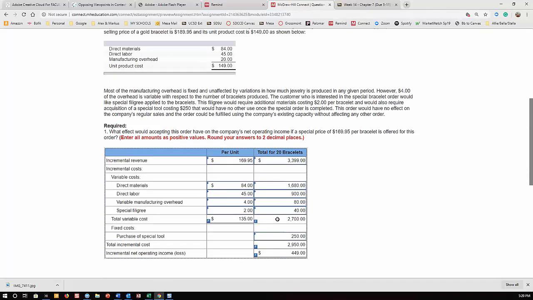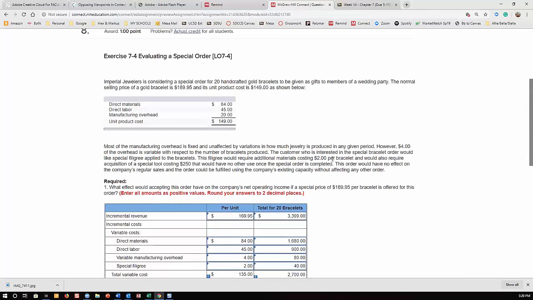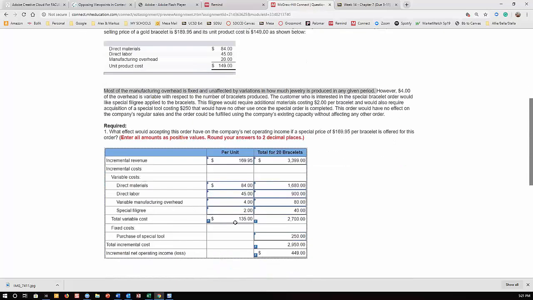Did we not use the $20 in manufacturing overhead on the table? Instead, we just use the $4 of the overhead because it's variable? Yeah, because most of the manufacturing overhead is fixed and unaffected by how much jewelry is produced. Okay, so that's why I ignored it. But I did use here's my $84, here's my $45, and then it said $4 is variable, so that's where I've got my $4 down here. And here's this special filigree, which if anybody could tell me what a filigree is, I'd like to know.